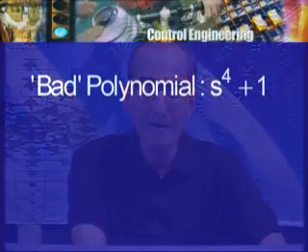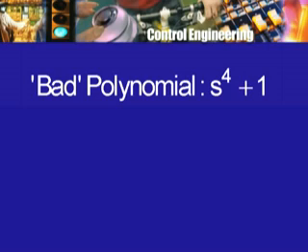Let us look at the polynomial s to the 4 plus 1. Of course, I told you earlier that if a coefficient is 0 or if there is a change of sign in the set of coefficients, then the polynomial is already bad. So we know that this polynomial is bad, and so if we really wanted only that much information, we will stop. But suppose I try to apply the Routh algorithm to it, what will I get? Start off with s to the 4, no problem, leading coefficient is 1, s squared term is 0, constant term is 1.